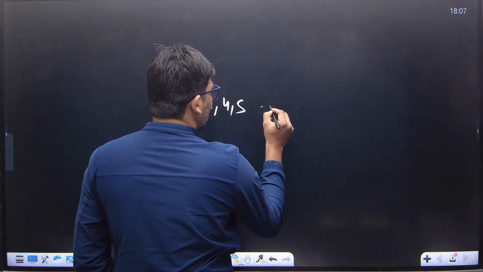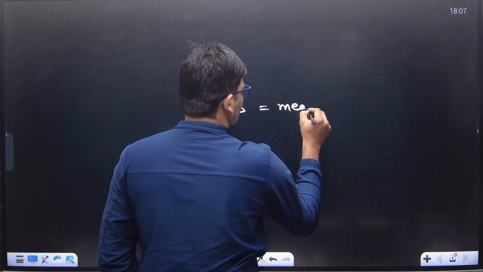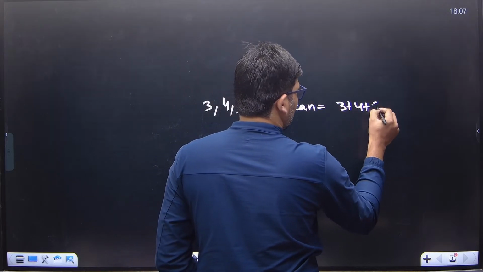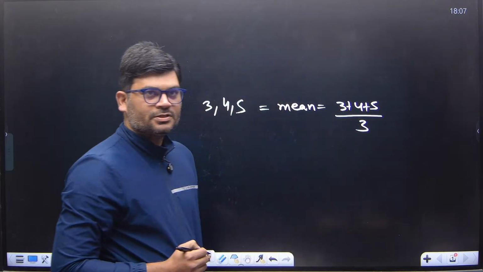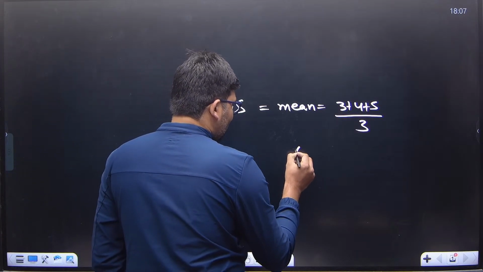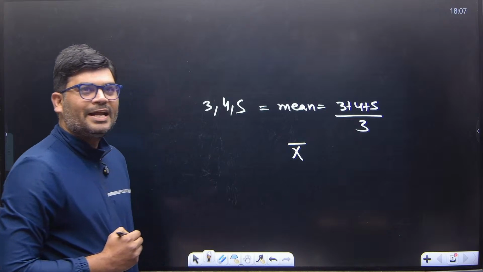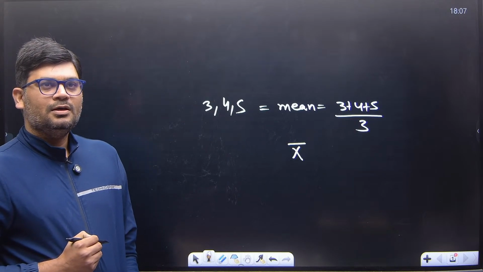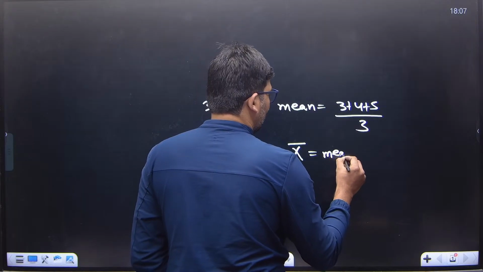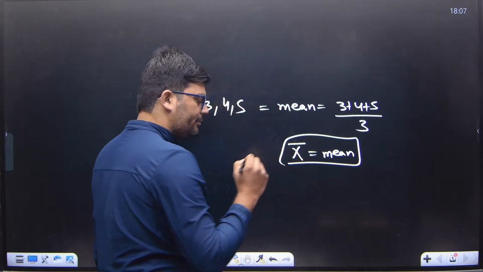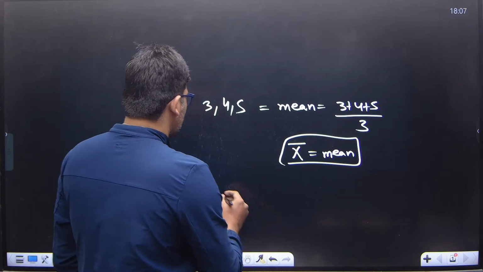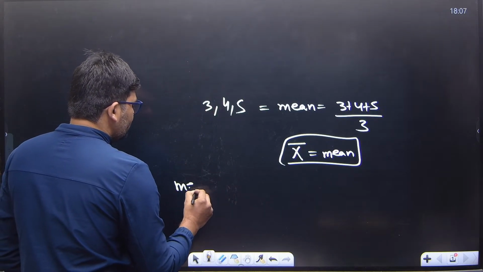So mean can be calculated by sum of all observations divided by the total number of observations. This is the formula. And the way that we represent mean in mathematics is, we will write x bar. When we write x bar, it means we are talking about mean.